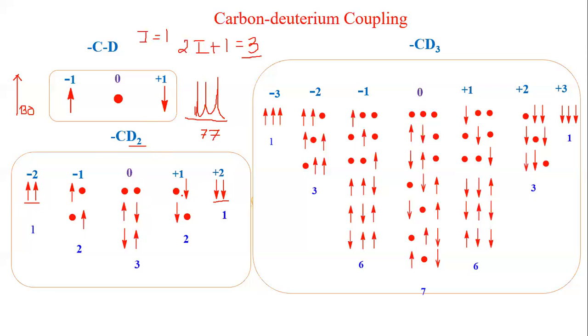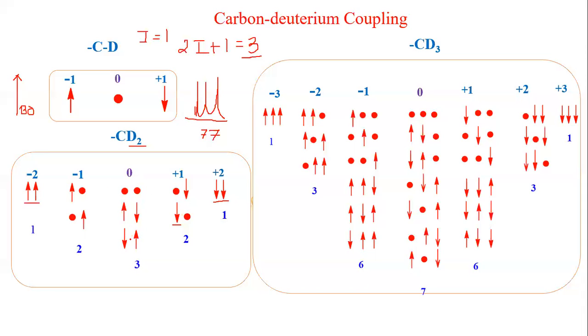Then we'll have +1 spin orientation. +1 spin orientation means one of the deuteriums will have its spin orientation opposite to the applied magnetic field, while the other one will have 0 spin orientation. And these two are equally possible. That is, first, one of the nuclei is having 0 spin orientation, while at the second time the second nucleus will have 0 spin orientation. So these two possibilities are equally possible.